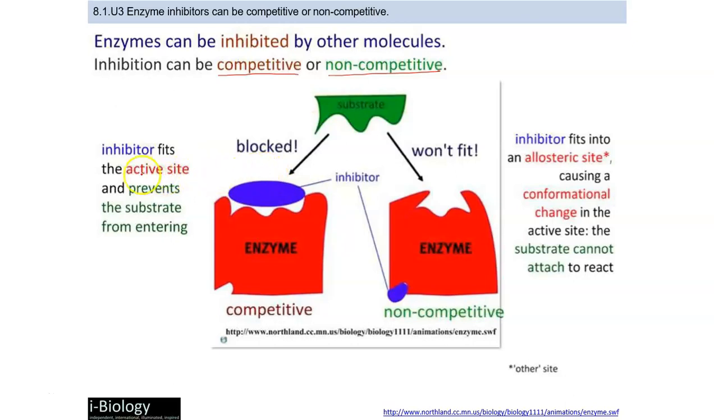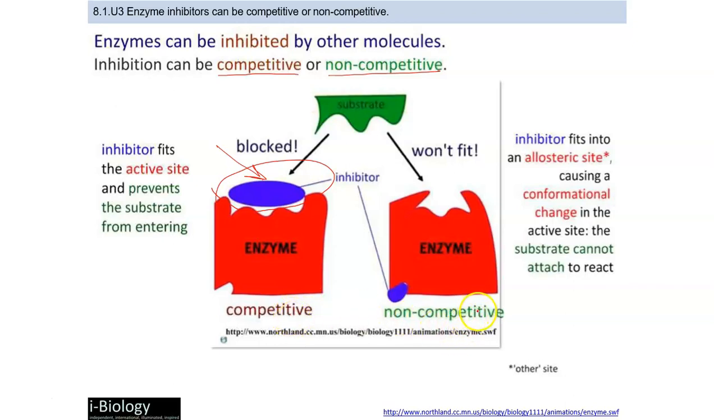Here, we have an inhibitor that fits the active site. This inhibitor is fitting the active site and prevents the substrate from entering. So if the inhibitor is fitting the active site and prevents the substrate from going in, then that would be competitive, which means that the inhibitor is competing with the real substrate. So this is the reason we call it competitive.